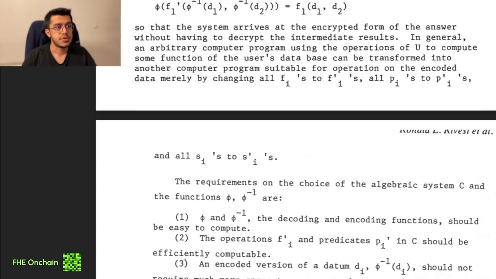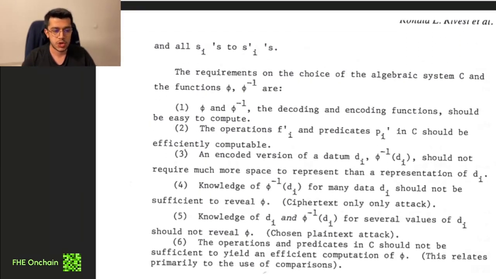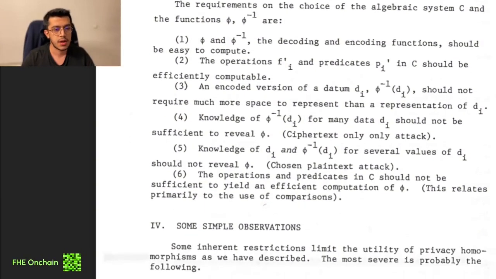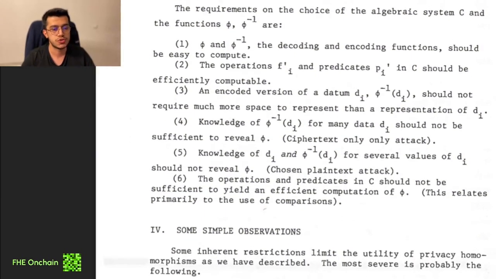All right. So, we have some requirements to choose the algebraic system C, and determine the functions like phi and phi inverse, decoding and encoding. First, decoding and encoding functions should be easy to compute. Of course, this is in terms of efficiency. The operations f prime i and predicates p prime i in C should be efficiently computable.